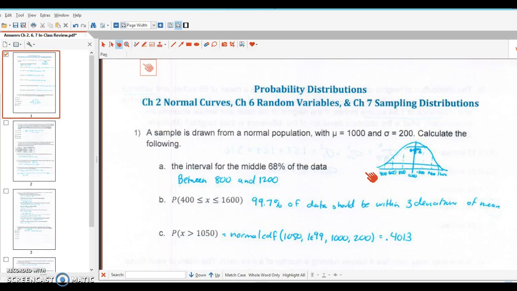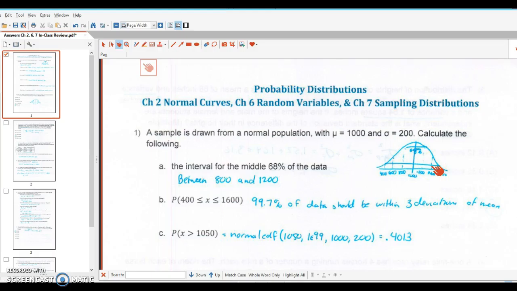This is especially helpful in this problem because it's very easy to add and subtract these very quickly. Didn't take me a whole lot of time. So the middle 68% was within one deviation of the mean, so that would be between 800 and 1,200, based on this scale. So there's my answer.